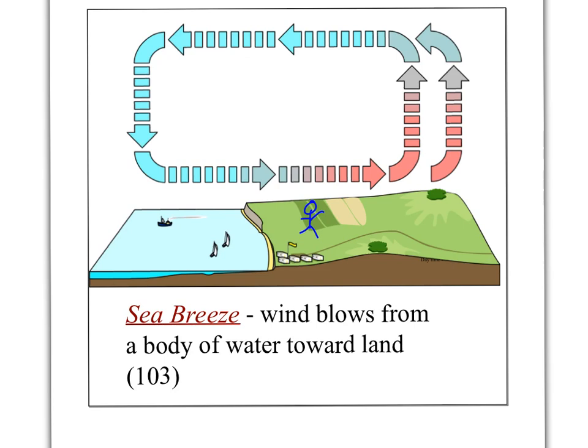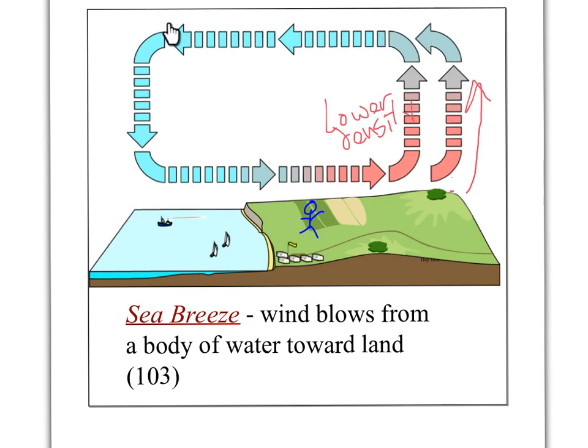Like we said in the previous video, during the day land heats up quicker, and as that land heats, the air above it starts to rise. That air rises because it has lower density, and when it has lower density it gets low pressure. Having that low pressure means that some air wants to come and rush in there and replace it.